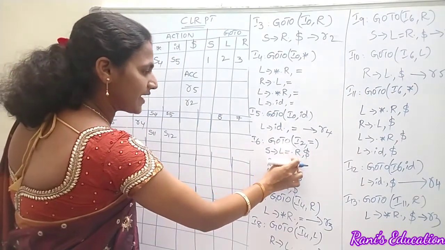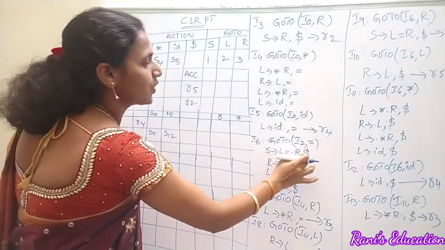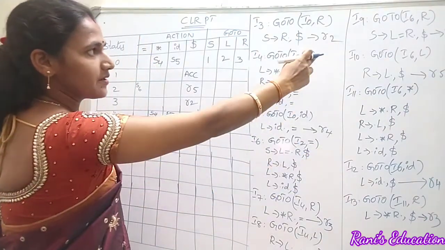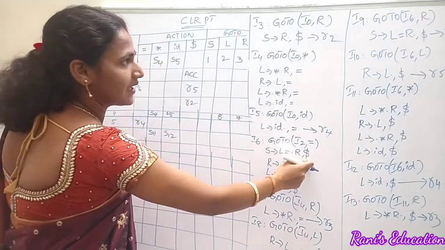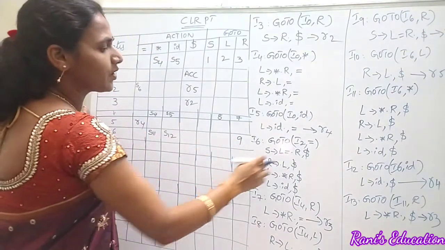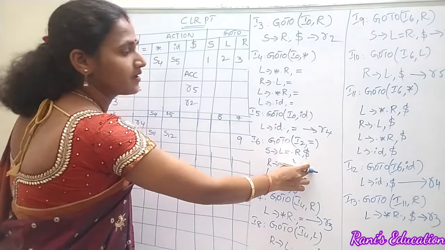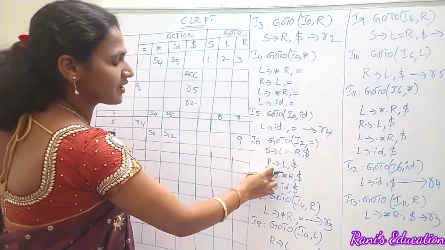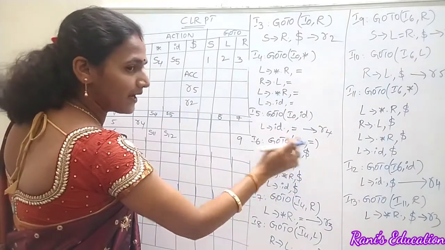Now we have still two more productions here. So in which item is dot R changed to R dot with a look ahead dollar? In I9. So under which symbol are we going to write 9? Under R. Why? Because after R we are observing the dot position. Isn't it?